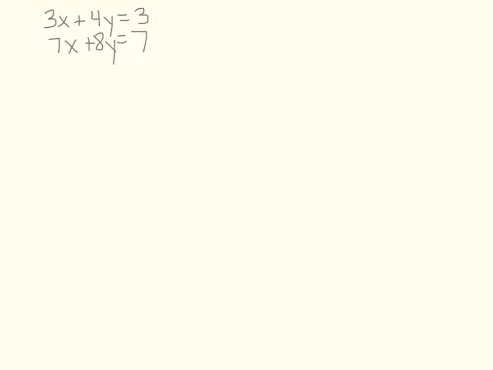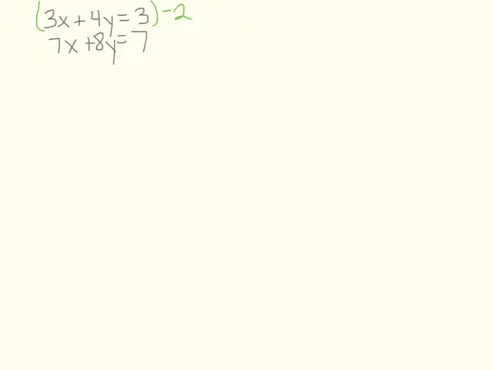Again, we want to get opposites with either the x's or the y's. If you look at the x's, you have a 3 and a 7. If you look at the y's, you have a 4 and an 8. They're not the same, but it would be easy to multiply 4 to get to 8. Matter of fact, we could multiply it by 2, and then it would equal 8. But remember, we will also want it to be the opposite sign. So we're going to multiply by -2.